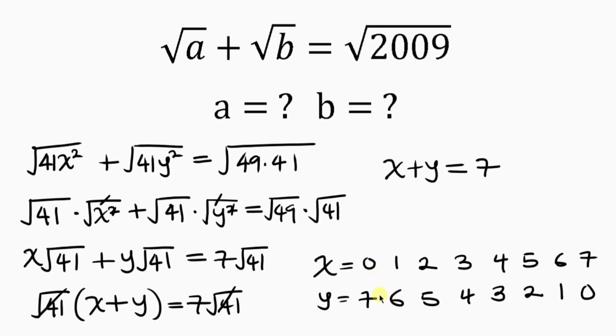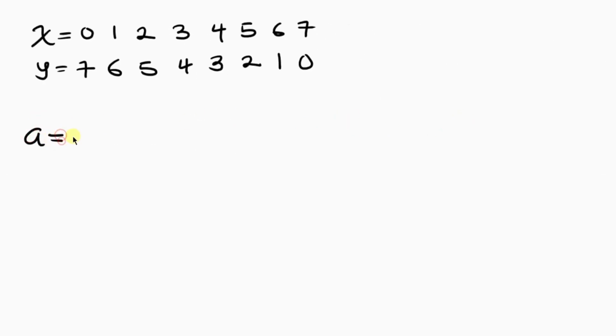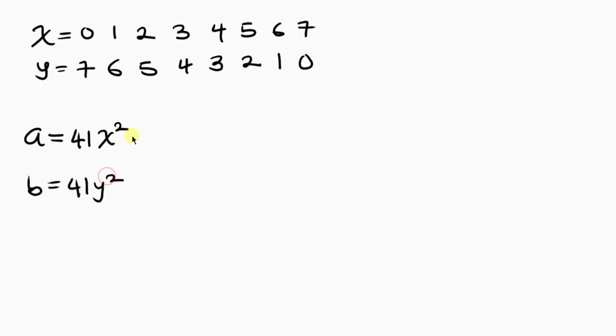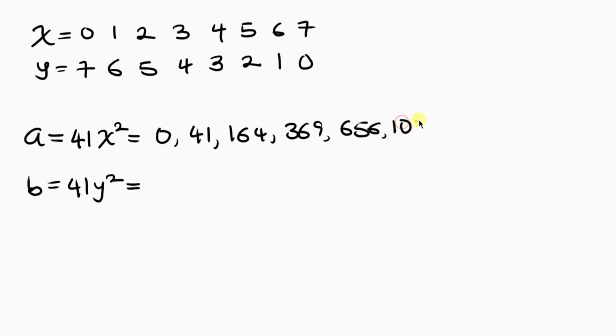Now let's use this information to get the values of A and B from our substitution. Now remember, from our substitution, A is equal to 41x squared, while B is equal to 41y squared. Now all we have to do is to substitute the values of x and the values of y to get the corresponding values of A and B. Now if I substitute these one after the other, I'll get the possible values of A to be 0, 41, 164, 369, 656, 1025, 1476, and 2009. Substituting each of these values gives each of these corresponding values of A.